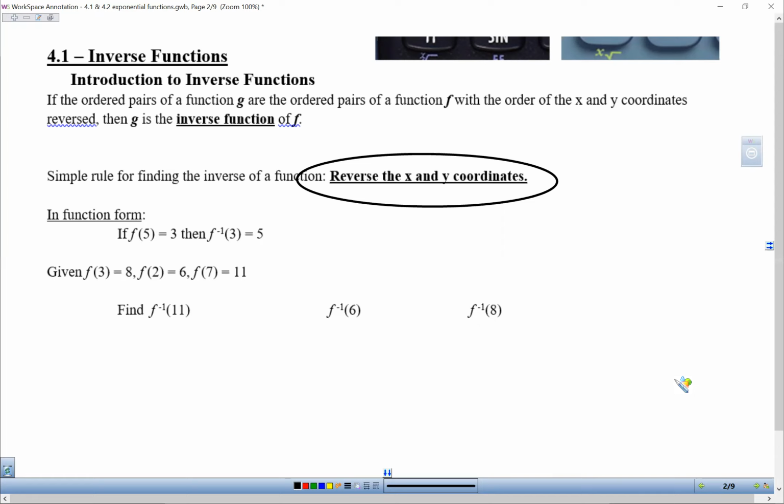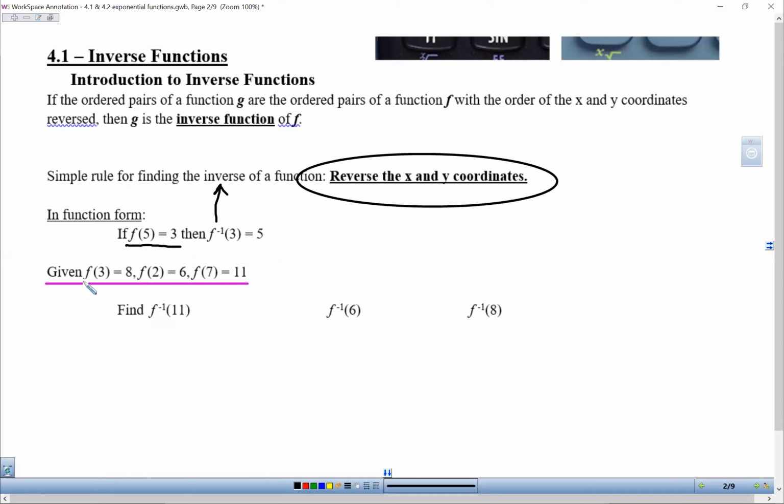So here is our given values. And you notice up here in the example, it says if f of 5 equals 3, then the inverse, notice we have this -1, that stands for the inverse. The inverse function of 3 would equal 5. So notice here, x was 5, y was 3. Now x is 3, y is 5. So we're just switching the x and y coordinates.